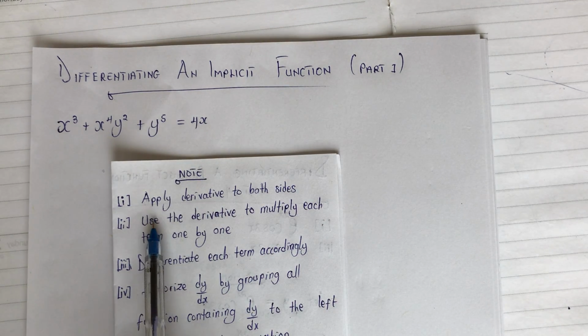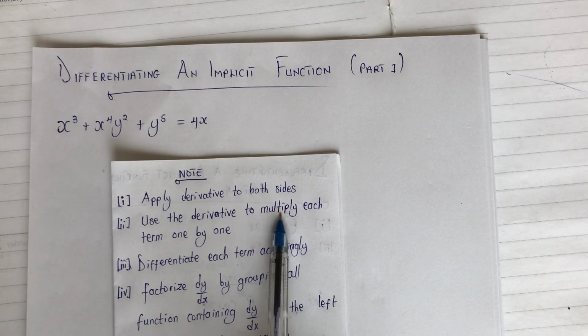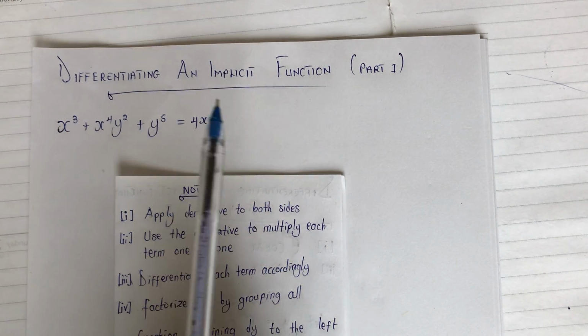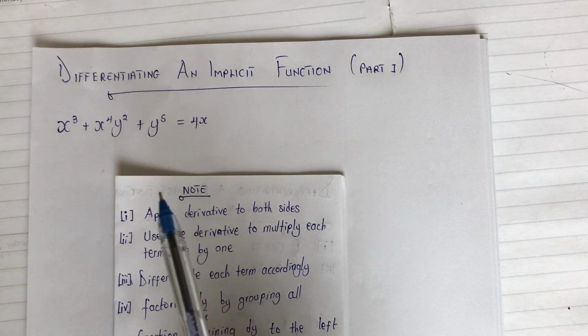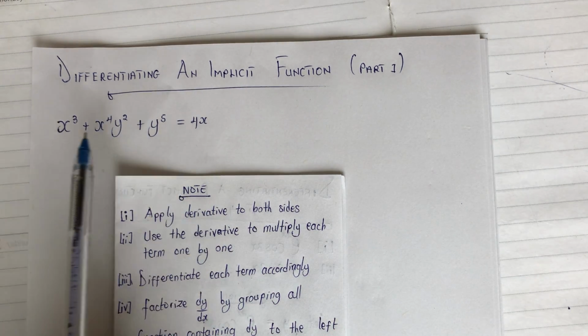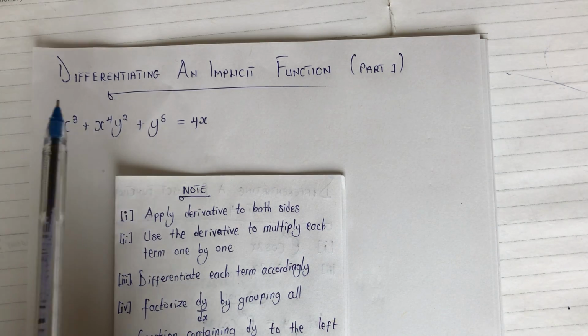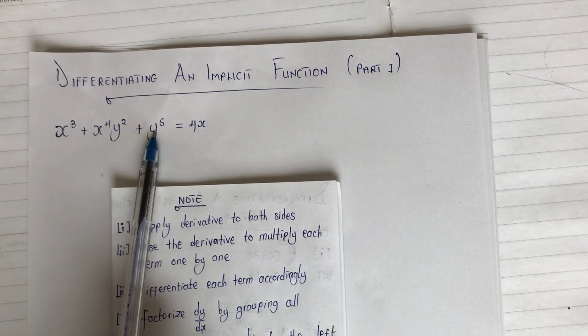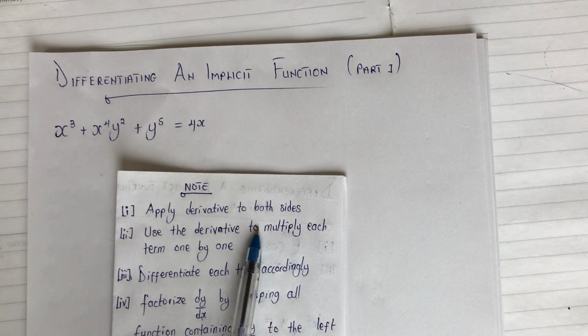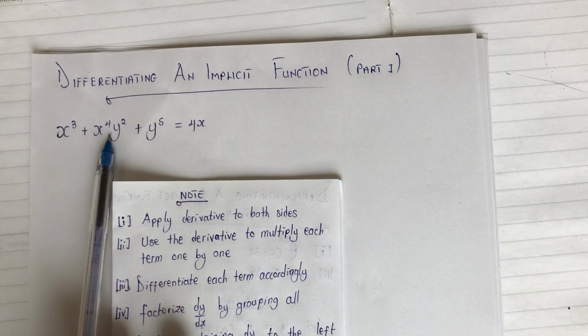Then the next step is use the derivative to multiply each term one by one. So now the derivative I applied here, usually the left hand side of the function will contain multiple functions. So you use this derivative to multiply each term, the first term, the second term, the third term. Then differentiate each term accordingly, one by one.